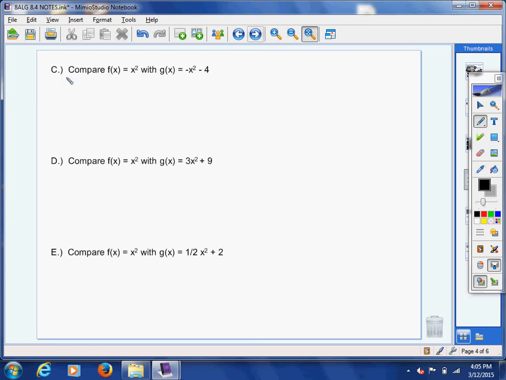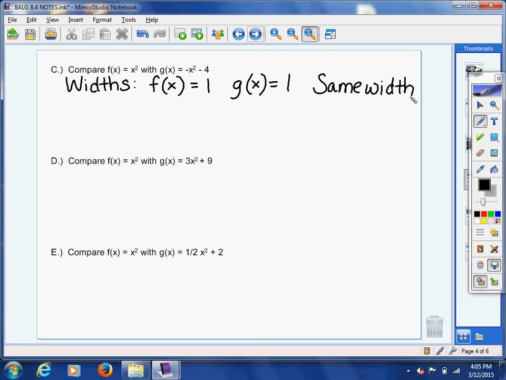Okay, so let's compare the widths. For f of x, the absolute value of 1 is 1. And for g of x, the absolute value of -1 is also 1. Well, what do we say when they have the exact same absolute value? We would say they both have the same width. So width is not determined by positive or negative. That's why we take the absolute value, because the sign has no bearing. The width is determined by the absolute value of a. That's really what's going on here.